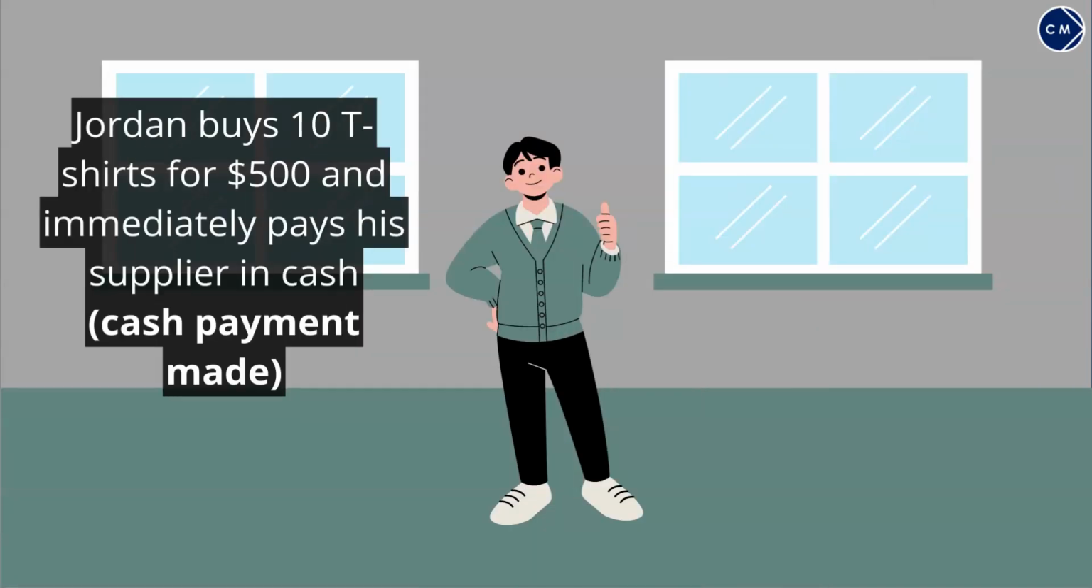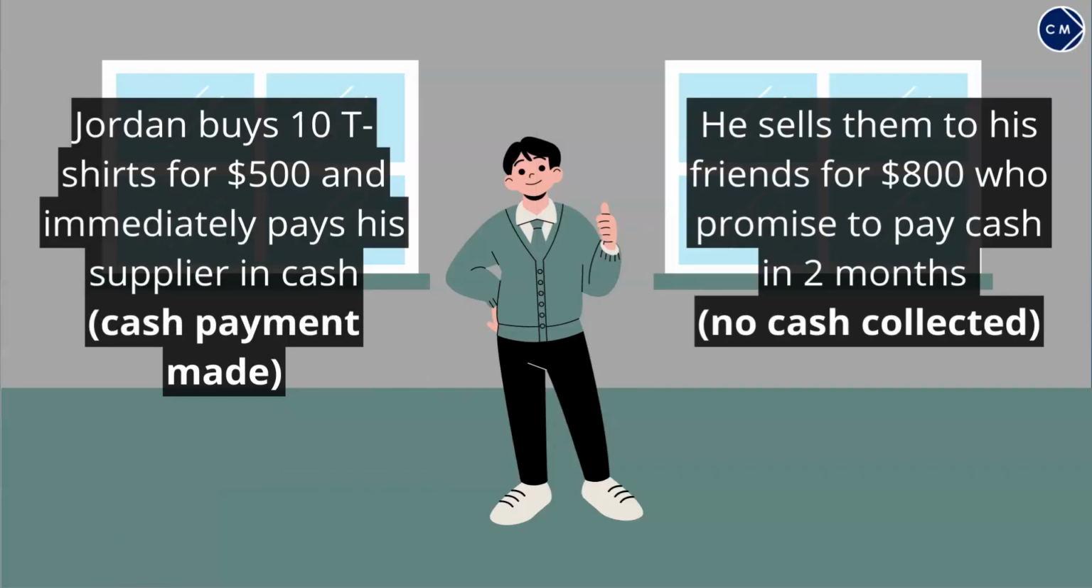Now consider another scenario where Jordan buys the same 10 t-shirts for $500 and immediately pays the supplier in cash. So an actual cash payment has been made this time. Alternatively though, he sells them to his friends for $800 who promised to pay cash in 2 months. So in this scenario, a cash payment has been made, but no cash has been collected from the sale of the t-shirts to Jordan's friends.